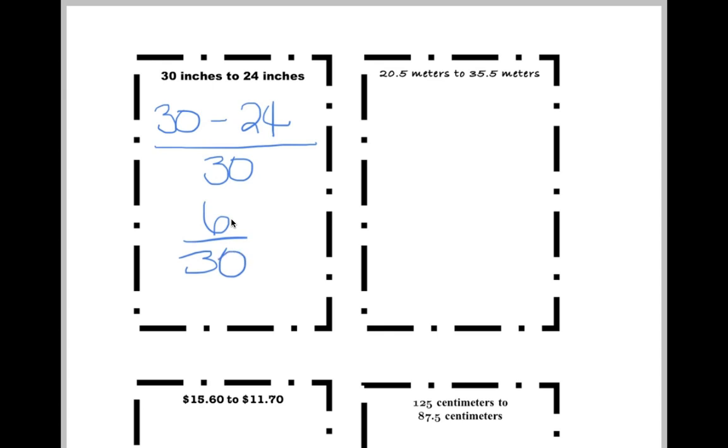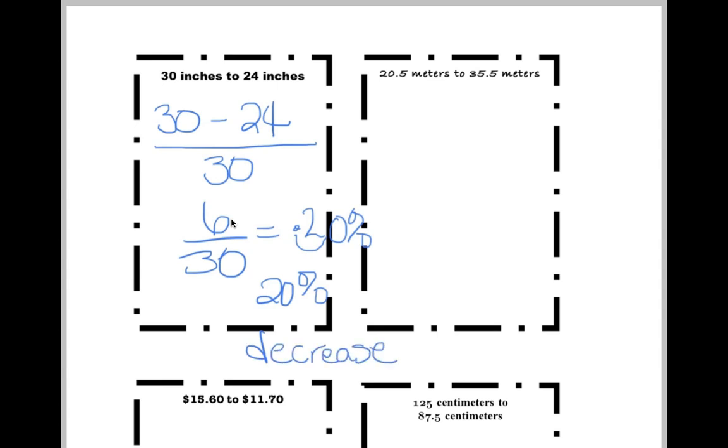We now need to turn that into a percent, because otherwise it doesn't give us a percent. Hopefully you remember how to change it into a percent. We divide to make it into a decimal. 6 divided by 30 equals 0.2, which we change into a percent, add our percent sign, it's 20%. Oh, I'm sorry, I wrote increase, it's a 20% decrease. The inches went down, 20% decrease.